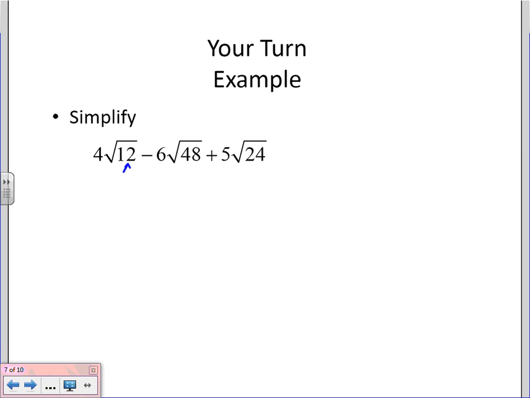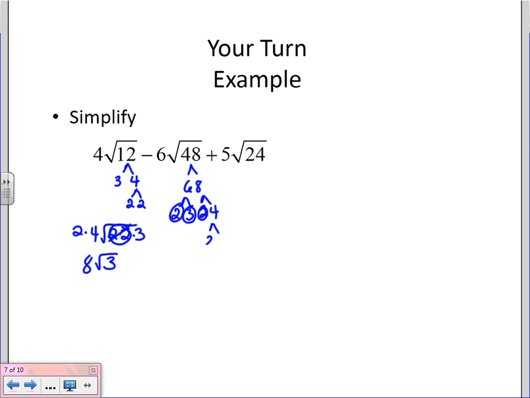Okay, so here we get 3 times 4 times 2 times 2, 4 square root 2 times 2 times 3, 8 square root 3. 48, 6 and 8, 2 and 3, 2 and 4, 2 and 2, negative 6, 2 times 2 times 2 times 2 times 3, negative 6 times 2 times 2, square root of 3, and negative 6 times 2 times 2 is negative 24 square root 3.